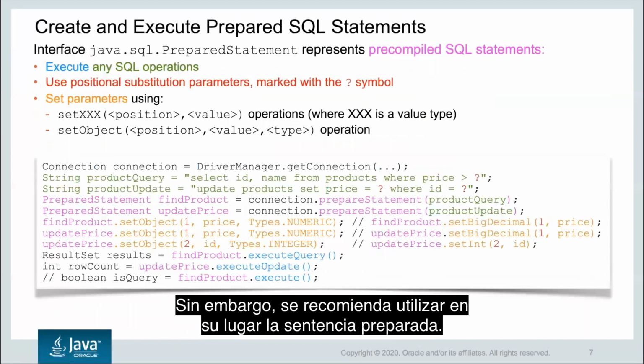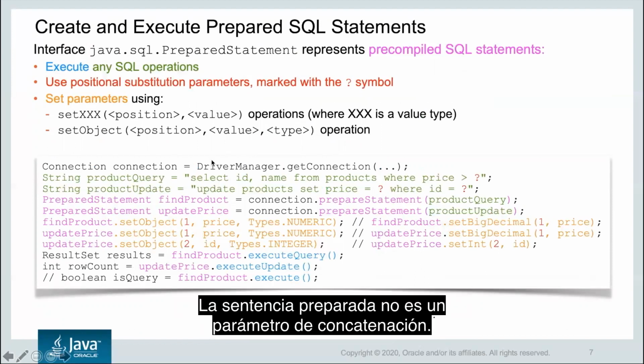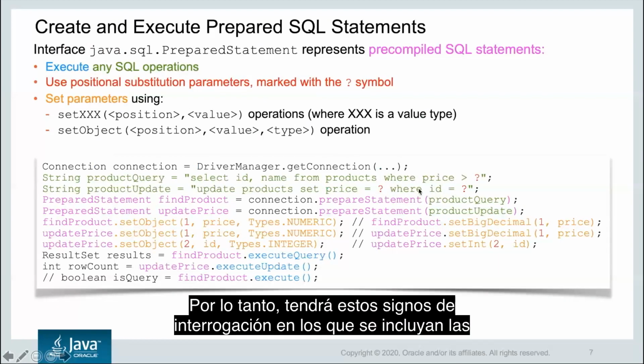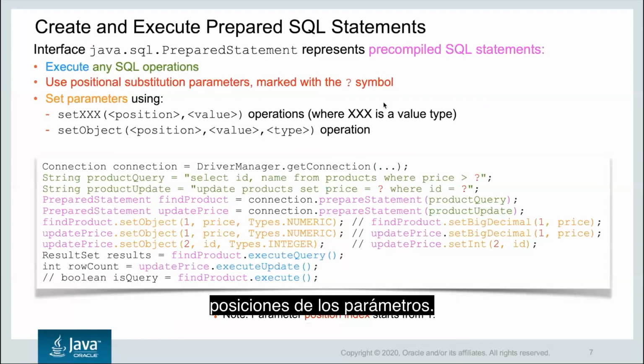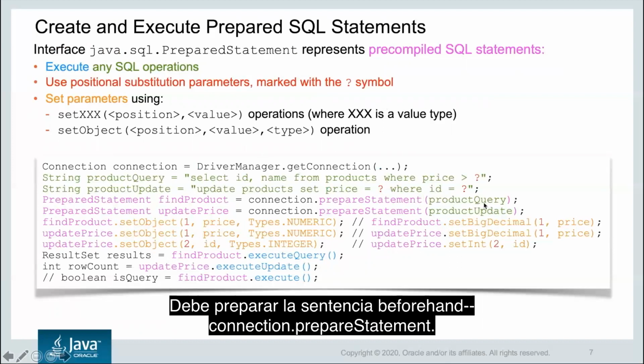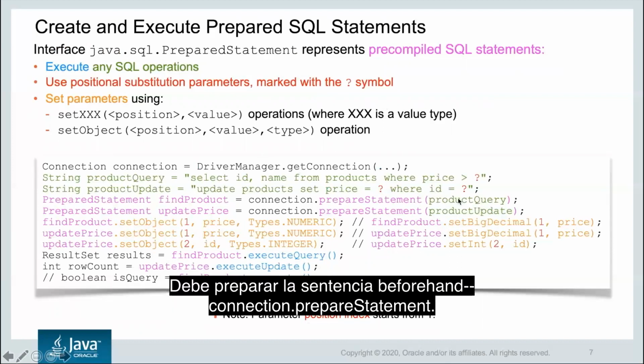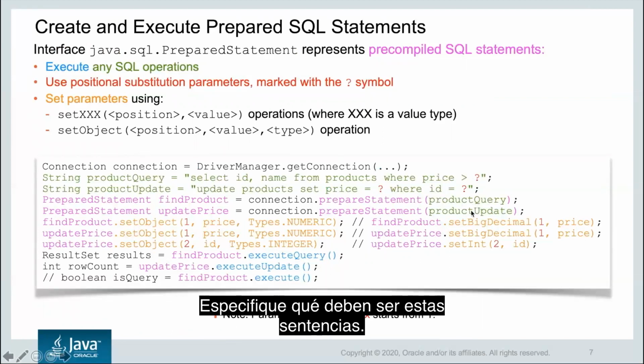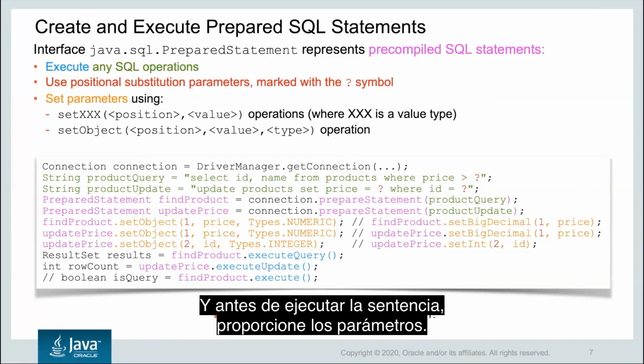However, it is highly recommended to use prepared statement instead. Notice the crucial difference. Prepared statement is not concatenating parameters. Prepared statement is using parameters as substitution parameters. So you have these question marks where the parameter positions are. You prepare the statement beforehand, connection prepare statement, and you specify what these statements should be. And then before you execute the statement, you supply parameters.